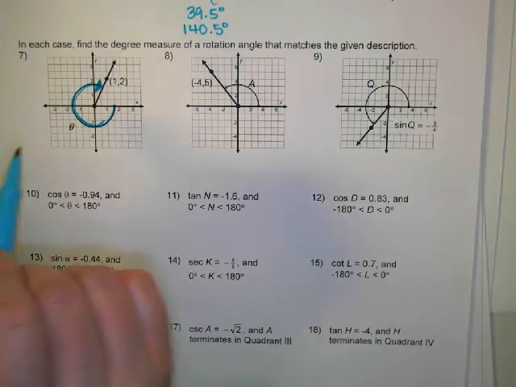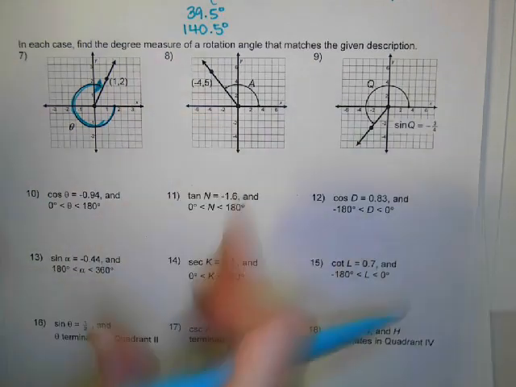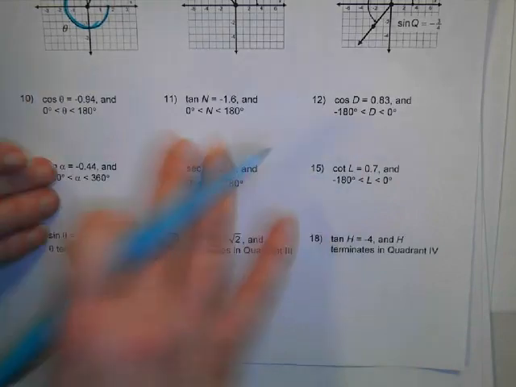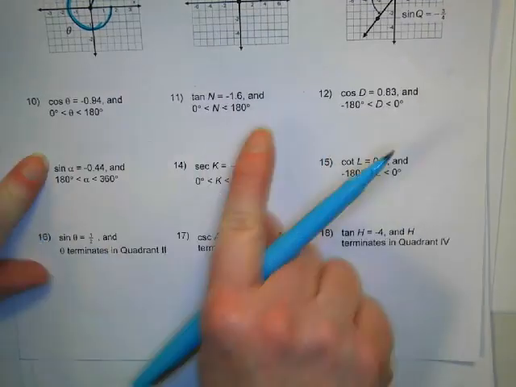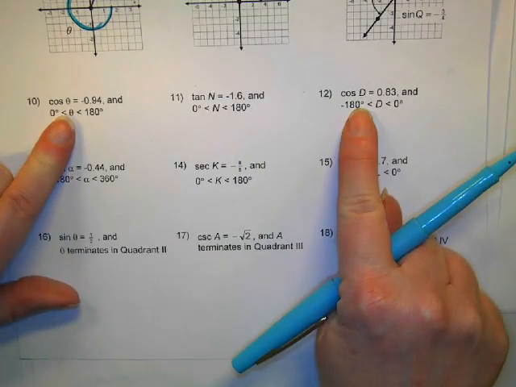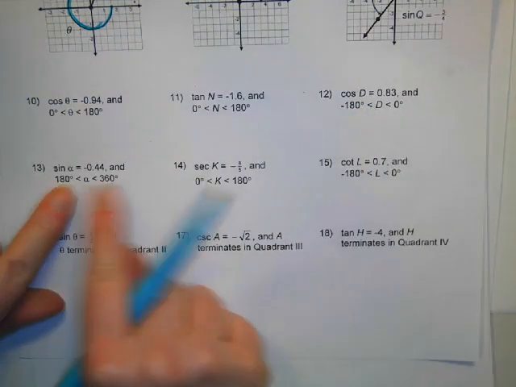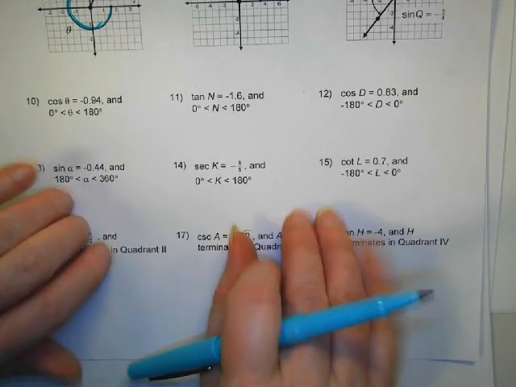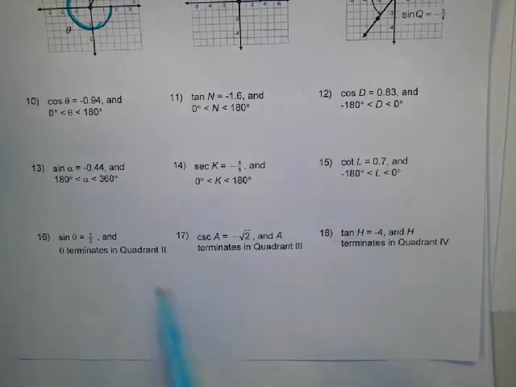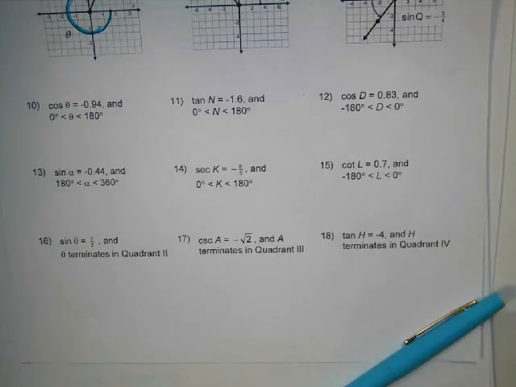If that's not what your calculator gives you, you have to use your little chart and figure out how you find that. And be careful down here on these intervals, because these intervals are being changed. The first two are 0 to 180, but then all of a sudden it goes from negative 180 to 0, and then this one's 180 to 360. So just make sure you're checking your interval every time. And then these down here, where it tells what quadrant it terminates in, it doesn't matter if it's positive or negative, as long as it terminates in the quadrant that it says. So go. If you need my help, please ask.